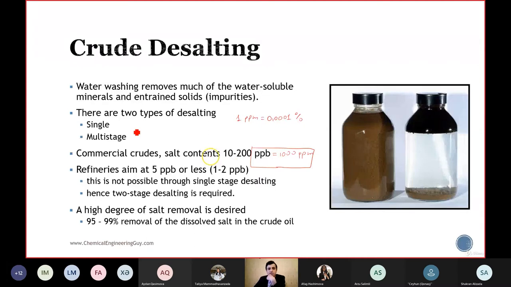There are two types of desalting: single-stage and multi-stage. Single desalting is mostly not used because it is not enough to clean all the salts to the desired level. Refiners aim at 5 ppb. This number is so low that most of the time we use two-stage desalters. Two-stage desalting is required when a high degree of salt removal is desired, 95-99% removal of the dissolved salt in the crude oil.